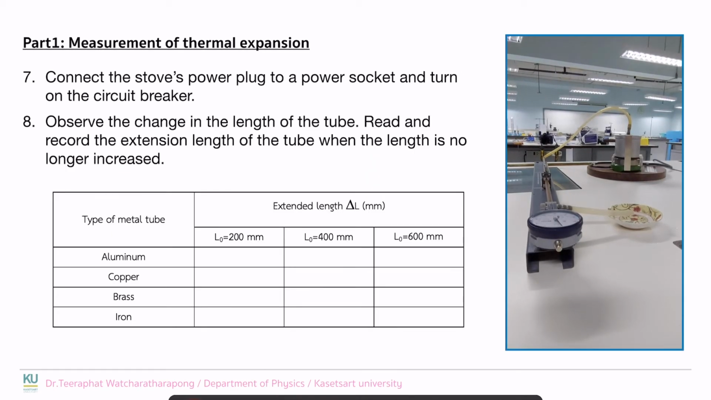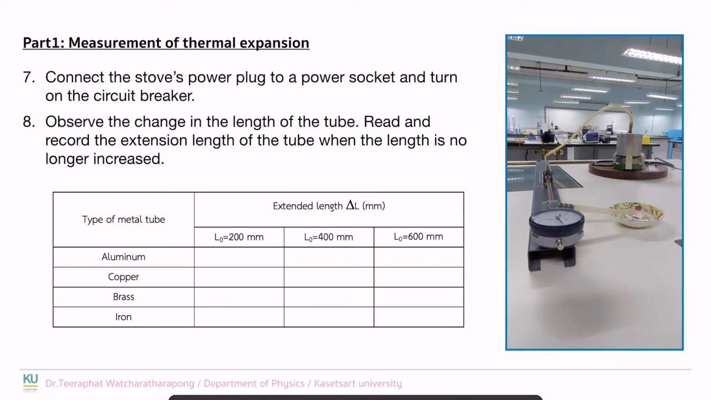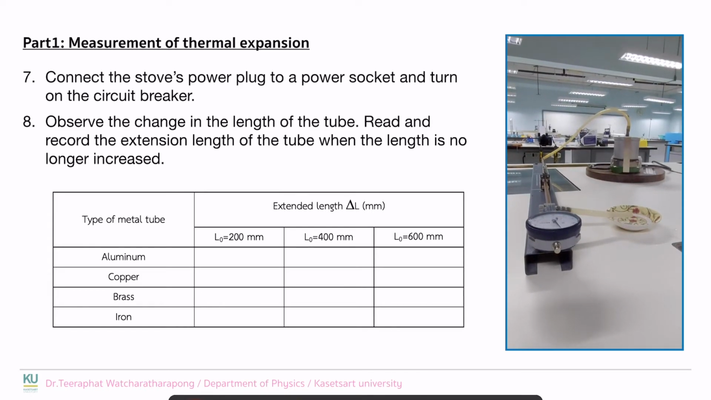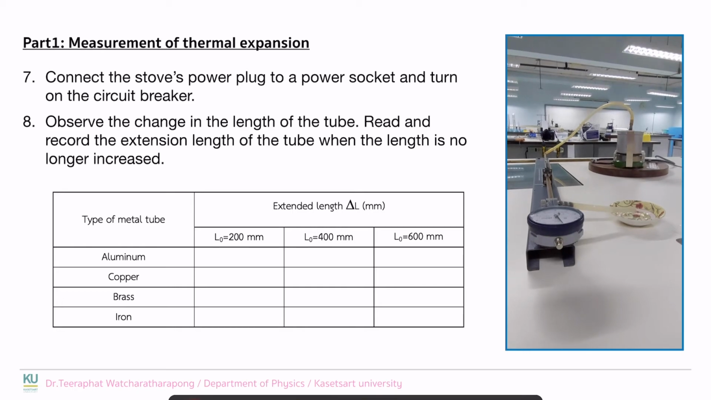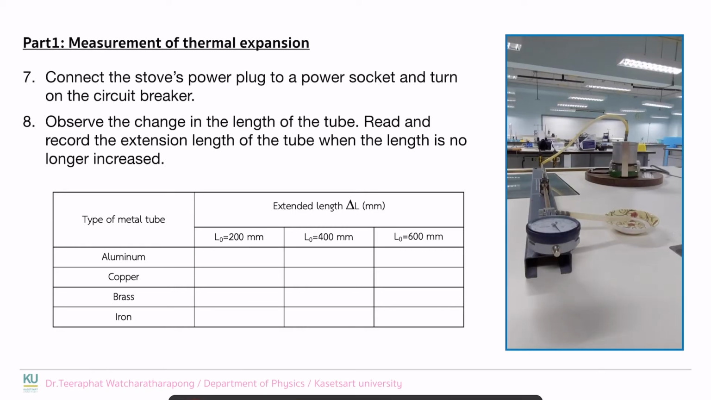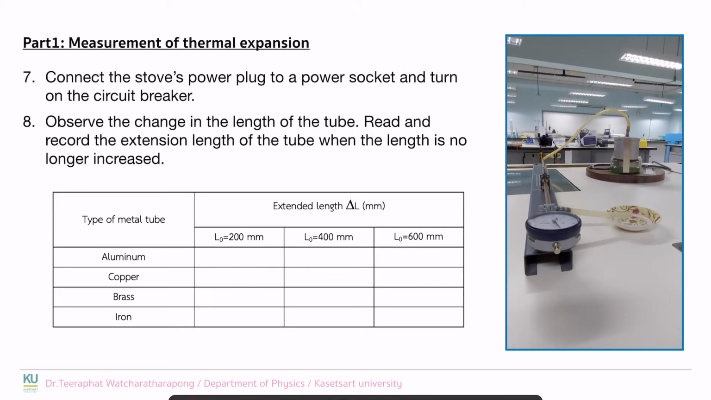Then turn on the circuit breaker. In this step, we will observe the change in length of the metal tube. So we have to wait a little bit until the pointer of the dial gauge stops moving. Then read and record the value of the extended length in the report.